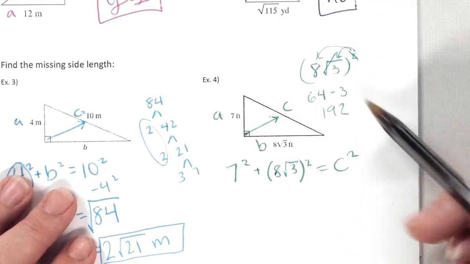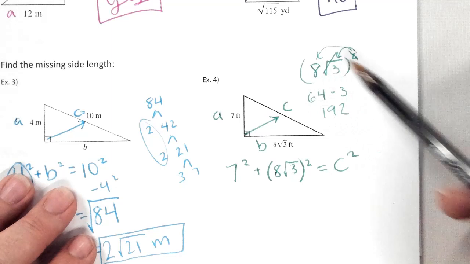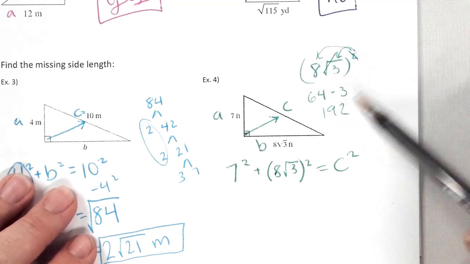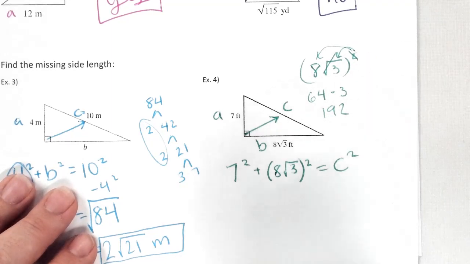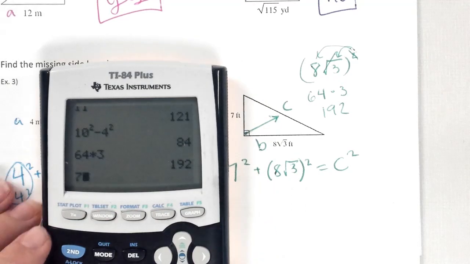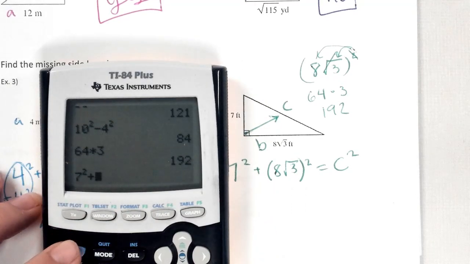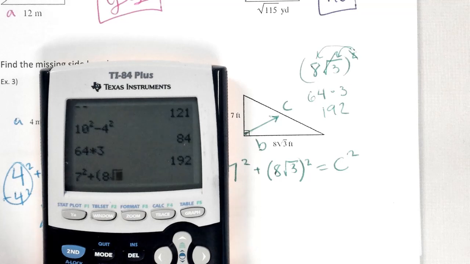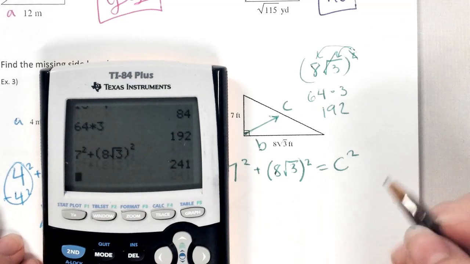So I just need you to understand that that's how you simplify that if you have to do it by hand, or if it has letters or whatever. Knowing that, I can still just type in my calculator for now: 7 squared plus parentheses 8 square root of 3. And that equals 241.